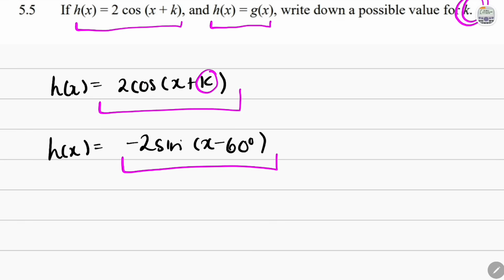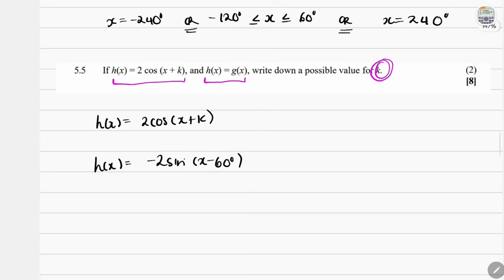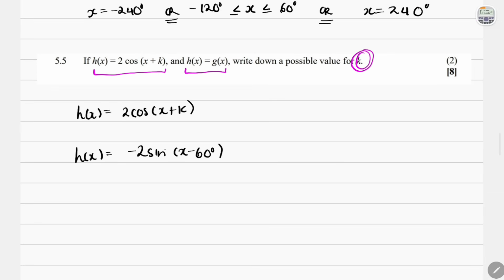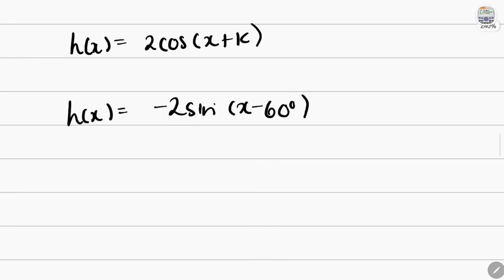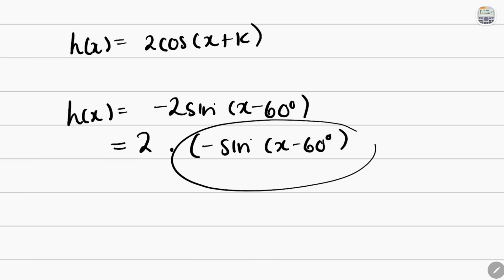So we need to change this. Of course we can't really work with this one, because we're trying to get this one to look something like that, so we can figure out what exactly k is. We need to change this sine to cos. And how do we do that? We do that using cofunctions. So this says sine, I'm just going to rewrite it like this. Look at how we can write this. I'm going to rewrite this as 2 multiplied by negative sine of x minus 60 degrees. And then I'm going to try to change that.